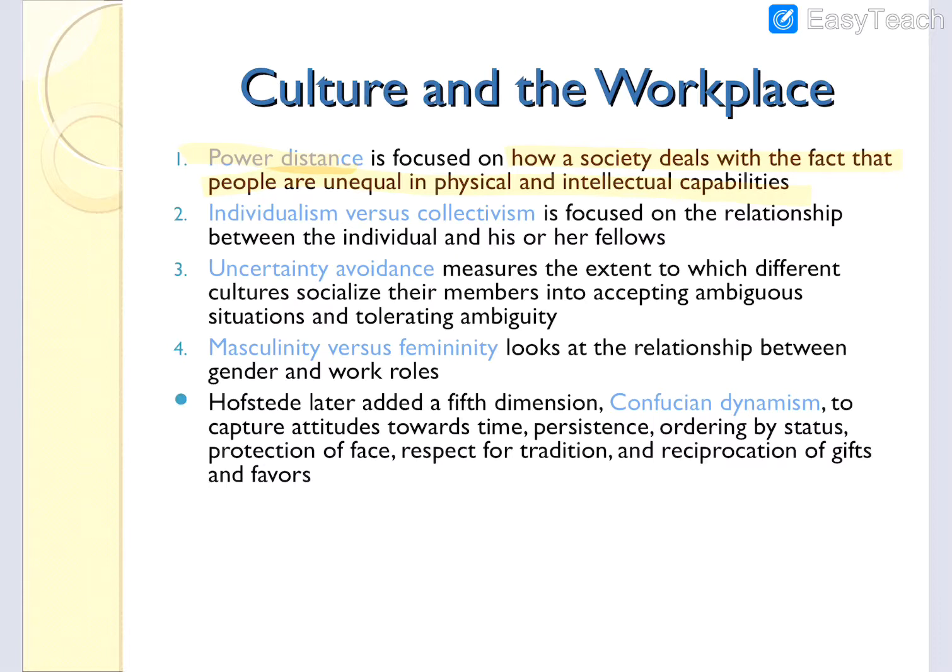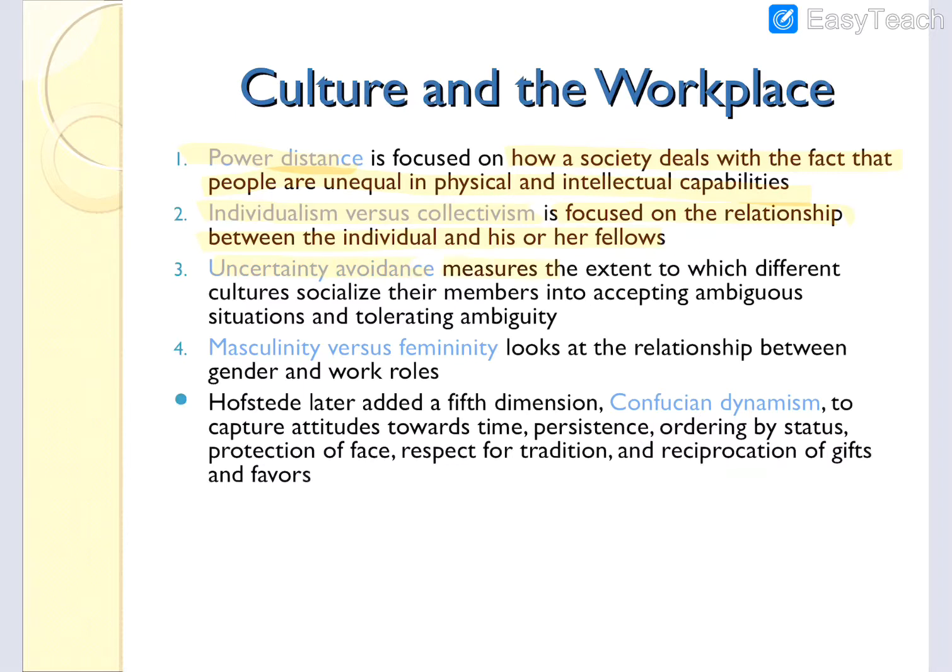Then we have individualism versus collectivism. As we discussed before, individualism versus collectivism focuses on the relationship between the individual and his or her fellows. In an individualistic society, the ties between individuals are loose and individual achievement and freedom are highly valued. But in a society where collectivism is emphasized, the ties between individuals are tight, and people are born into collectives, such as an extended family, and everyone is supposed to look after the interests of his or her collective. As I told you before, individualism is more towards your individual performance, while collectivism is more on the group and organisation.